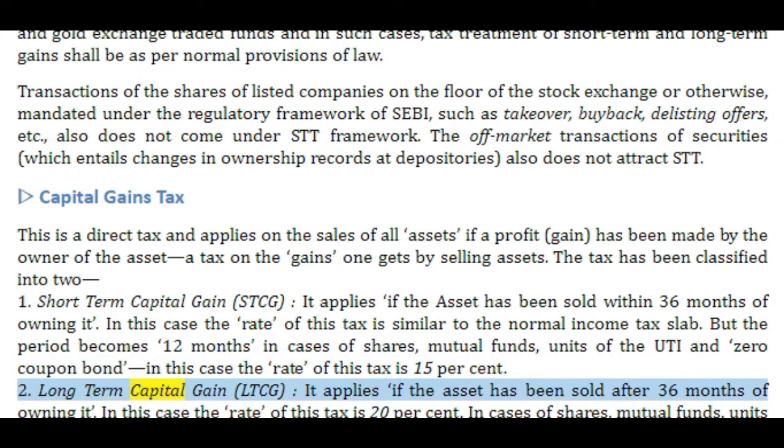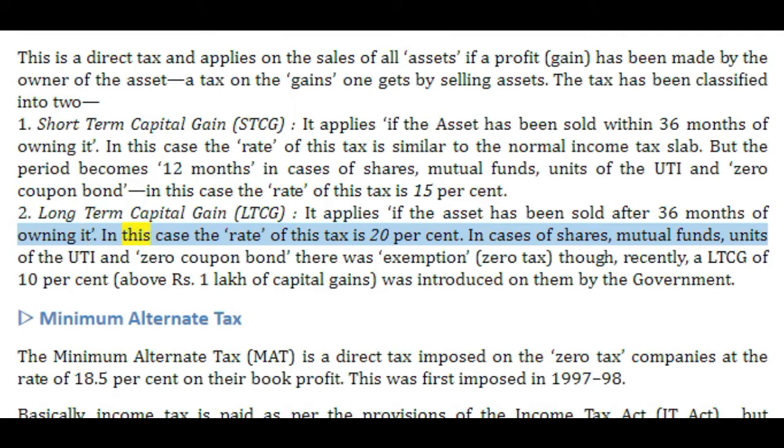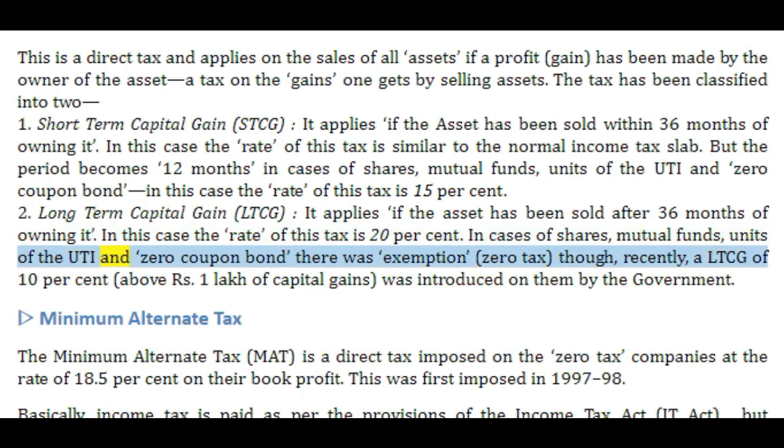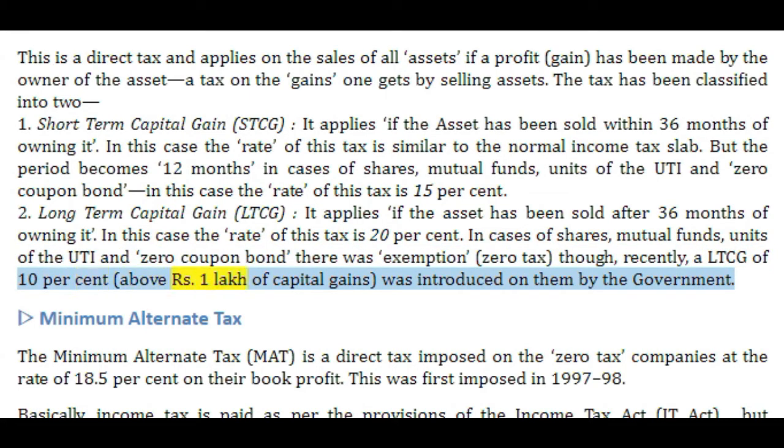2. Long-term capital gain, LTCG. It applies if the asset has been sold after 36 months of owning it. In this case, the rate of this tax is 20%. In cases of shares, mutual funds, units of the UTI, and zero coupon bond, there was an exemption, zero tax, though recently, an LTCG of 10% above 1 lakh rupees of capital gains was introduced on them by the government.